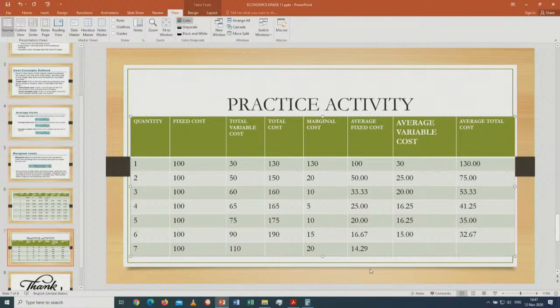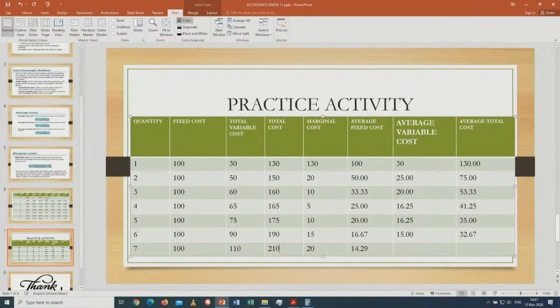Right. And then we look at the last ones. The last ones, this one is 100 plus 110. Obviously, it will give us 210, I suppose.